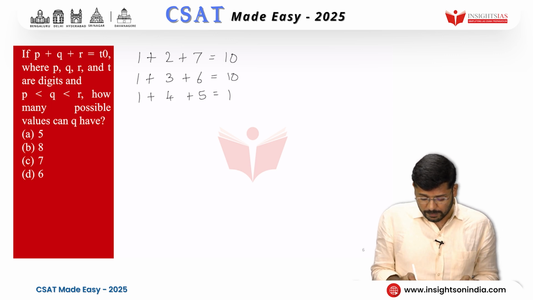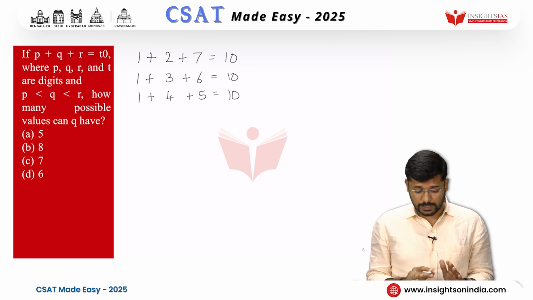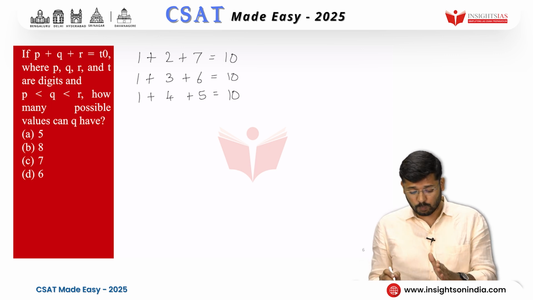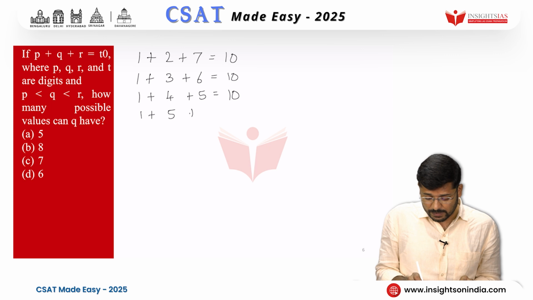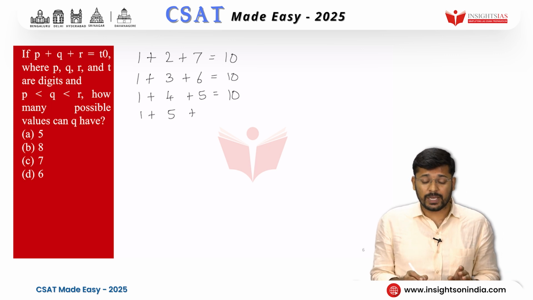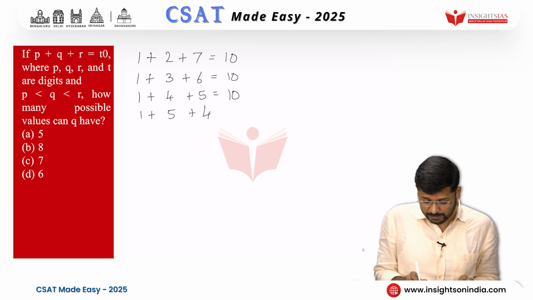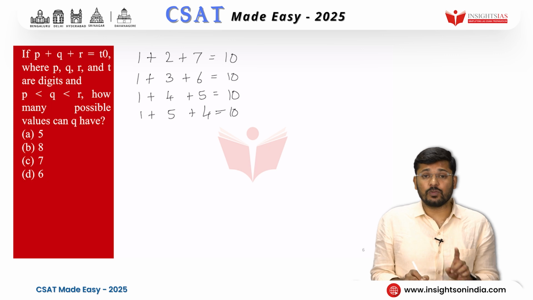So the other 5 can be R. Okay, 1 plus 4 plus 5. 1 plus 4 plus 5 is 10. Next, can we see 1 plus 5 plus? No, because 1 plus 5 we already got 6. Then to get a 10, it has to be 4.